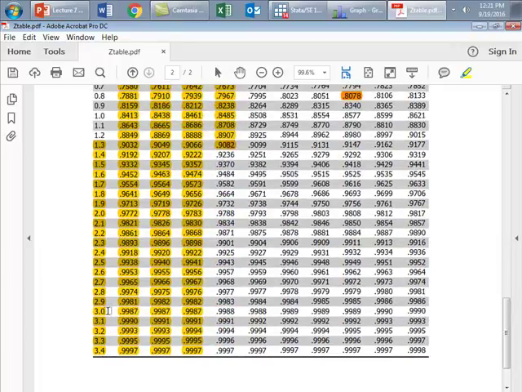But now I need the 0.3. So this is 1.30, this is 1.31, this is 1.32, this last one is 1.33. It's just a way of putting all of the numbers so that you can see them all in one spot. Okay? So the first column is the z-score, and then the next 10 columns are all the hundredths of the z-score.